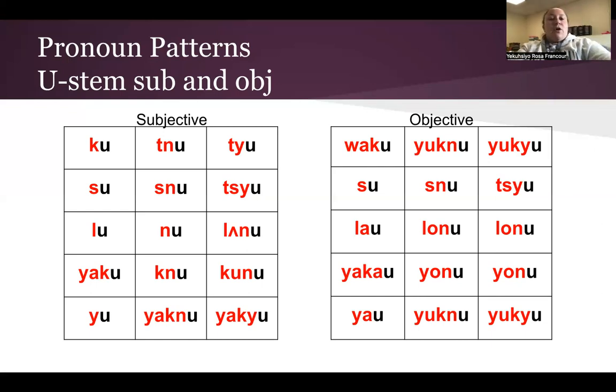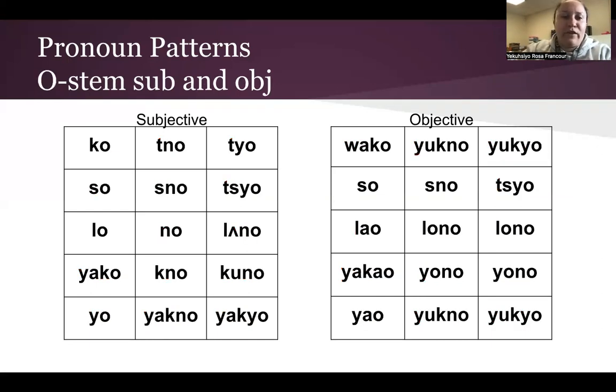Okay, so just know O stem, everything ends in an O. U stem, everything ends in a U, but they're interchangeable depending on which stem you're talking about. So if you know the O stem, you automatically know the U stem because you know everything just ends in a U. Okay, vice versa. So hopefully that made sense.